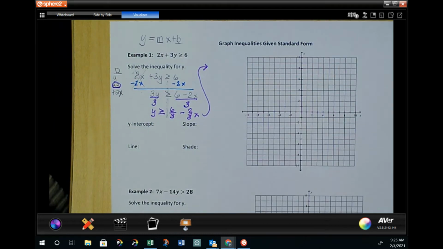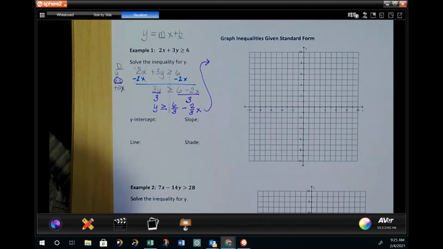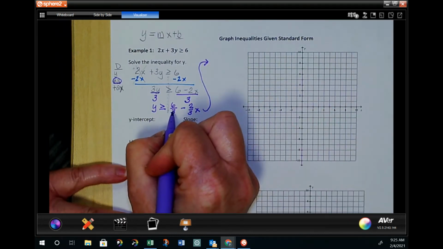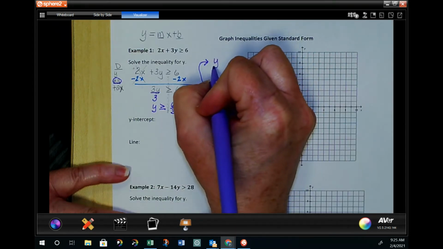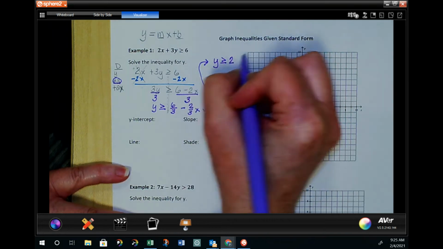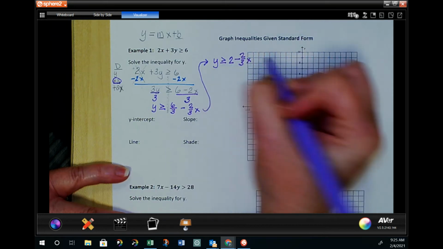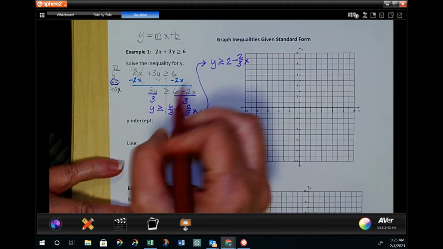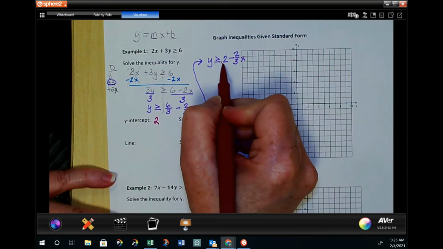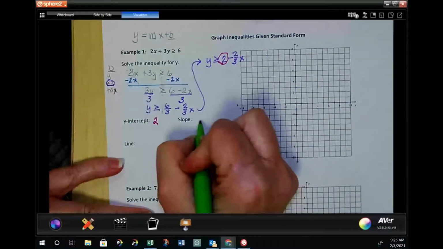Now we have to simplify this. 6 divided by 3 is 2. And I did not divide by a negative number, so my inequality stays in the same direction. So now y is greater than or equal to 2 minus, and now that's just a fraction, 2/3 x. So now we know the y-intercept is going to be 2, because that part right there is your y-intercept. And then we know that the slope is negative 2/3.